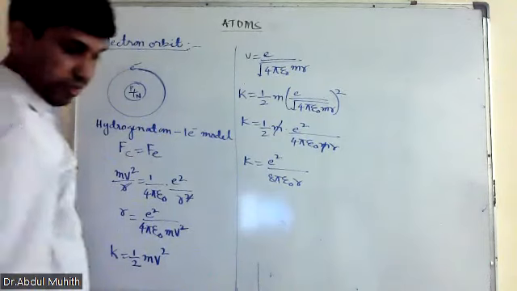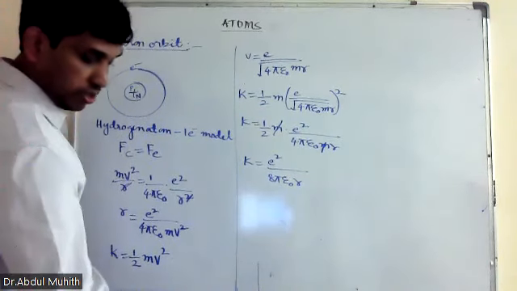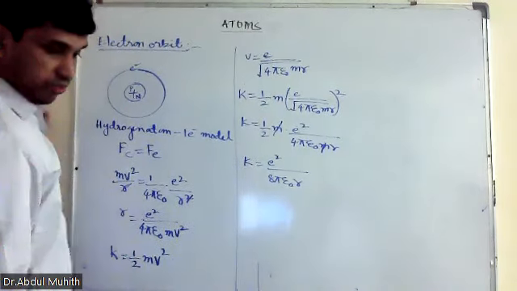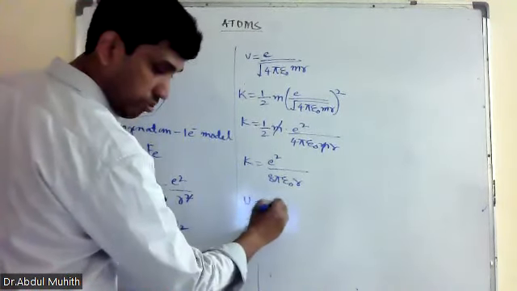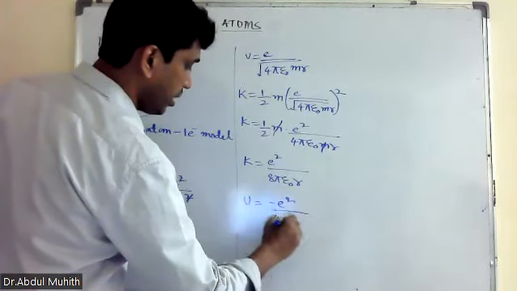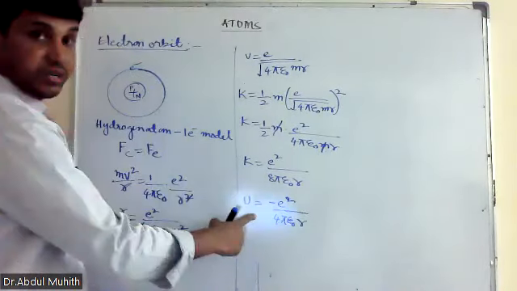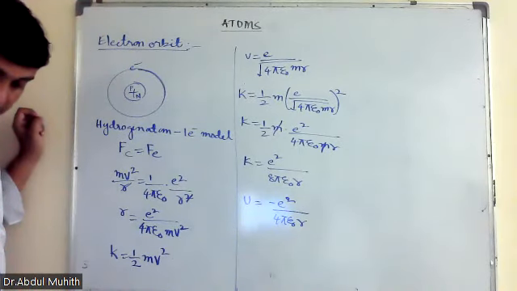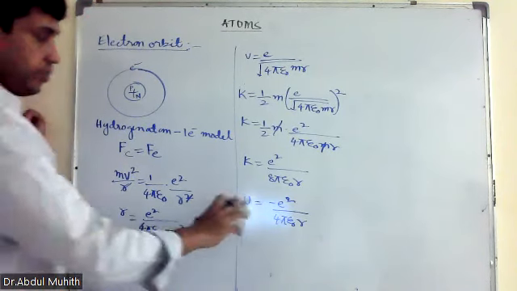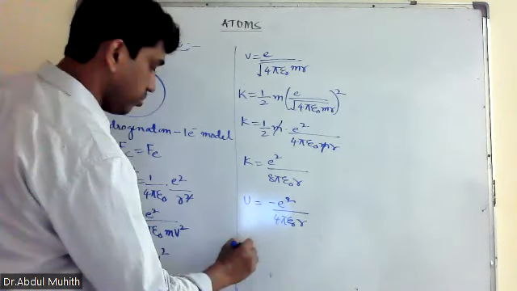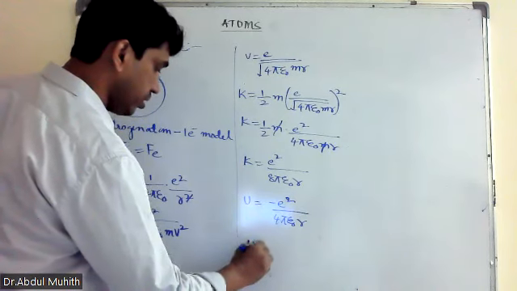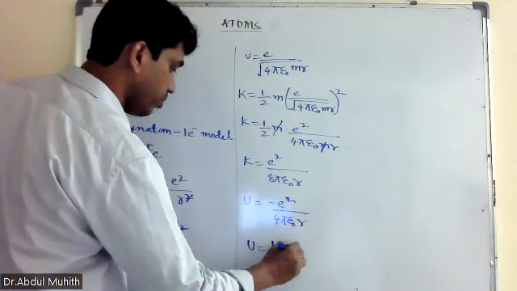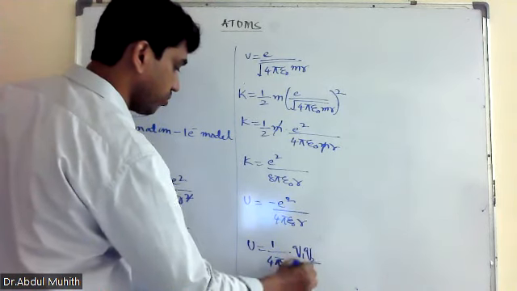Now, this is the energy formula, the kinetic energy formula. But the potential energy formula is minus E square by 4 pi epsilon 0 into r. From where did we get this one? We got it from the second chapter. The potential energy formula, U is equal to 1 by 4 pi epsilon 0 into Q1 Q2 by R. You remember this? Second chapter, potential energy formula.